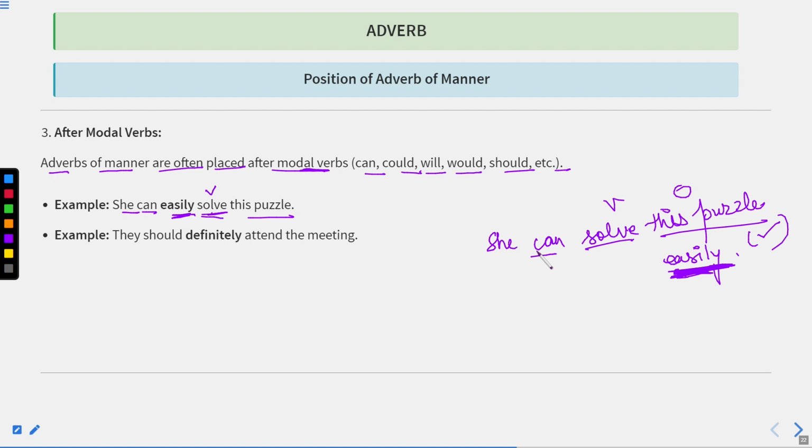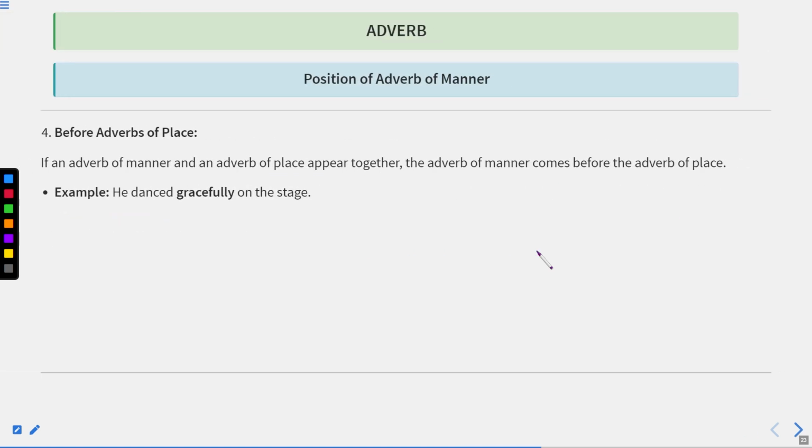They should definitely attend the meeting. So definitely can come before the verb as well, because these are emphasizing adverbs. Definitely presents the surety, the certainty, that yes, he will definitely attend the meeting.